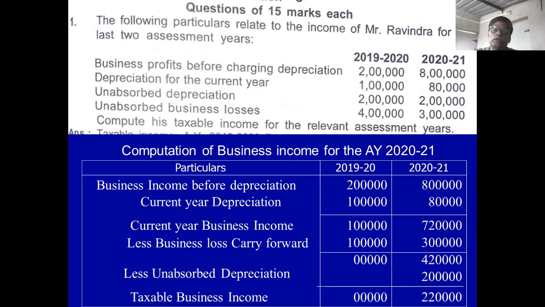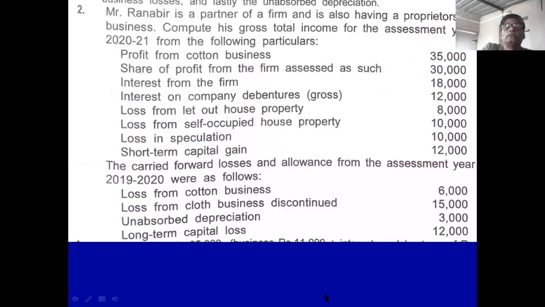This is the sequence. Okay, you remember 2020-21 column. First, current year profit before depreciation, less depreciation, then less previous year loss, then unabsorbed depreciation. Thereafter, you deduct unabsorbed capital nature expenditure. This is the sequence. Okay. Come to the next example.